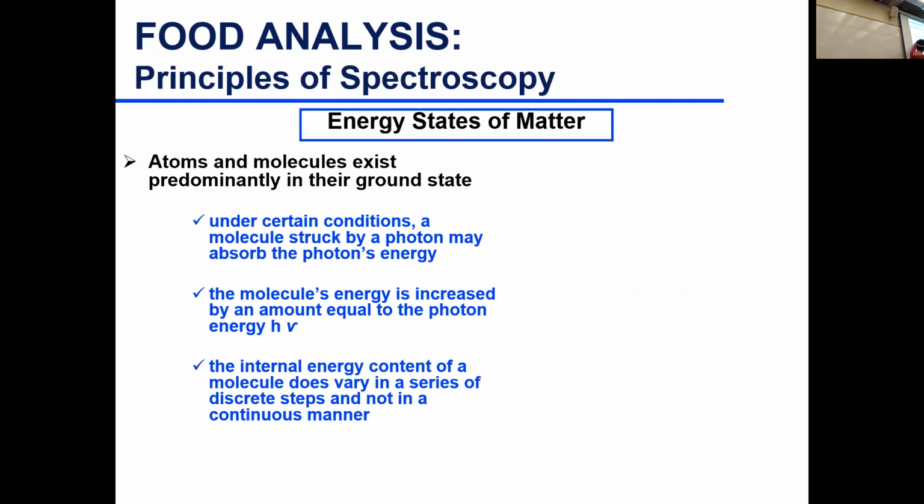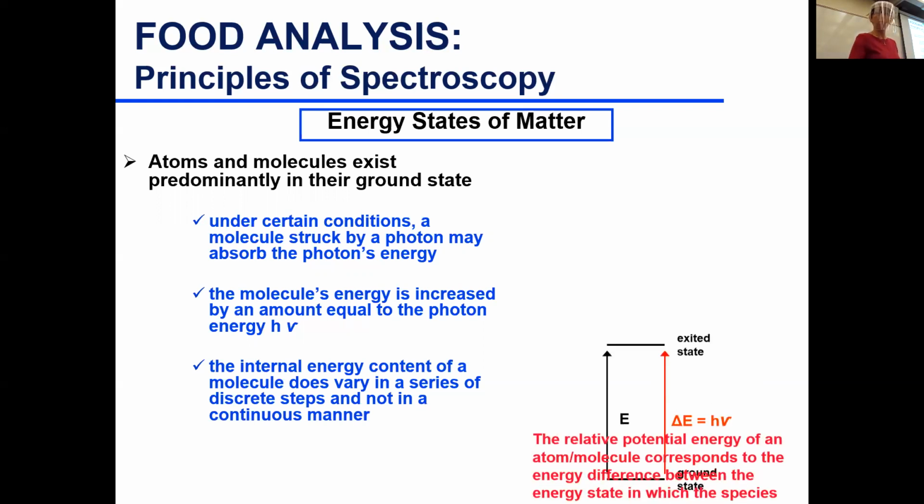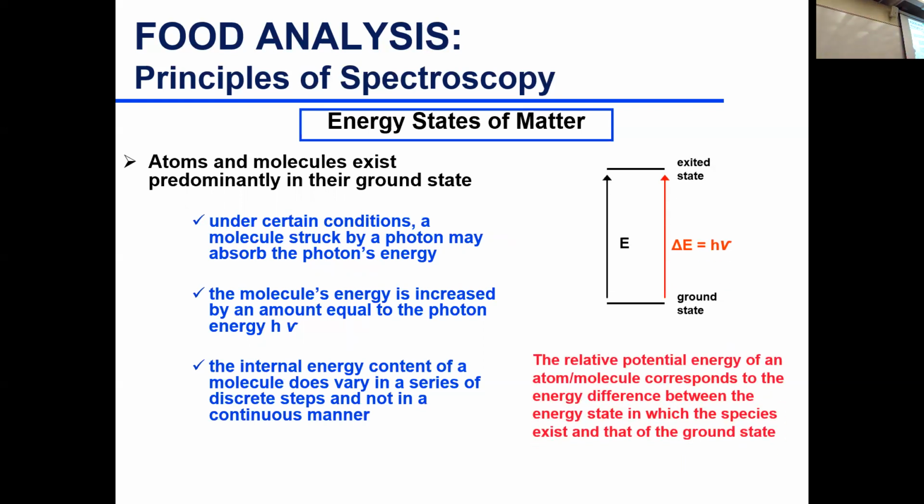So when light hits the molecule, it may absorb energy. So here's the illustration. You have the ground state, a photon of light hits your molecule, and it goes to the excited state. So there is a change in energy. The change in energy is related to the frequency of your light. So the internal energy that is gained by the molecule or atom is equivalent to the energy of the photon. I keep repeating that until it becomes really clear for you and you know it very well.